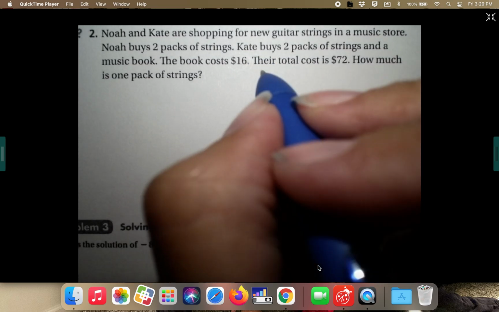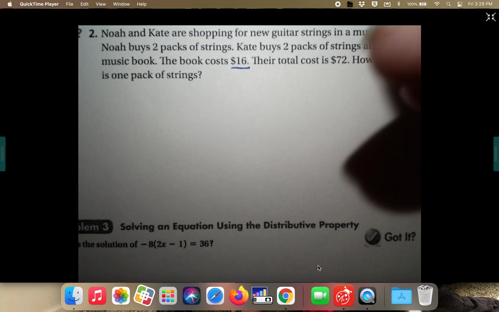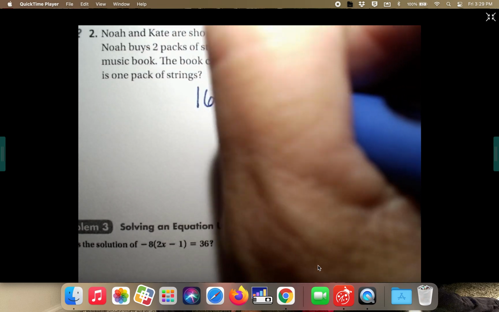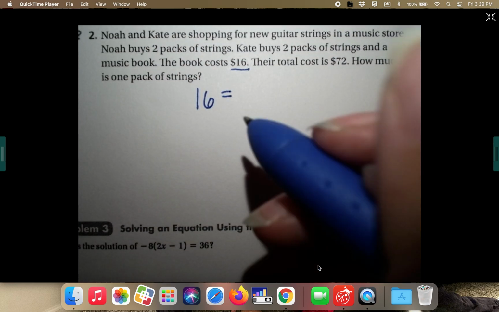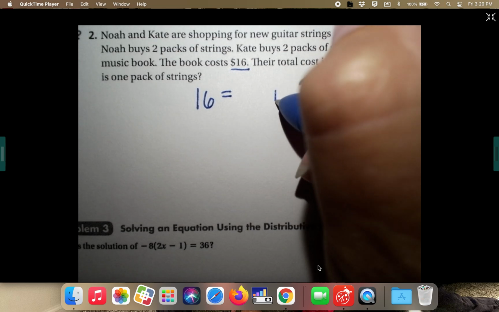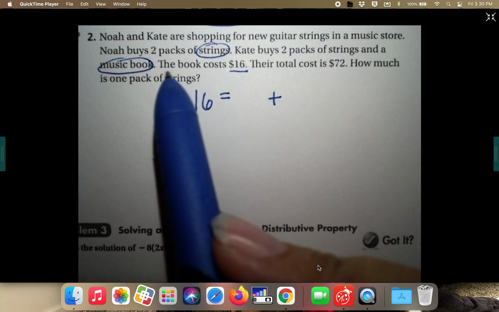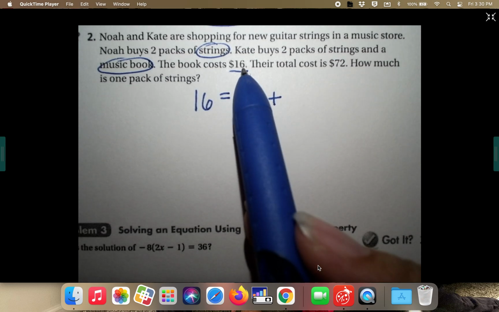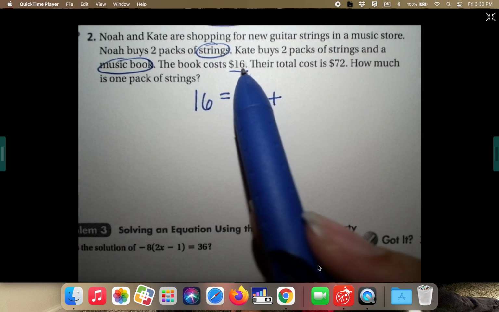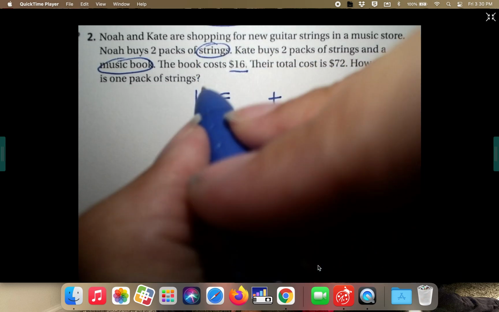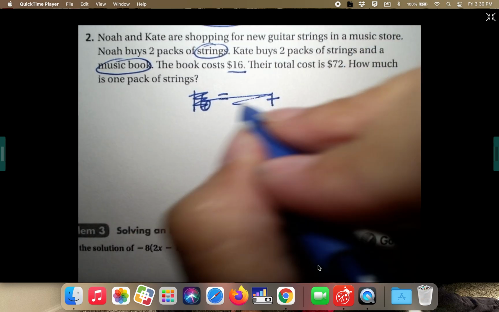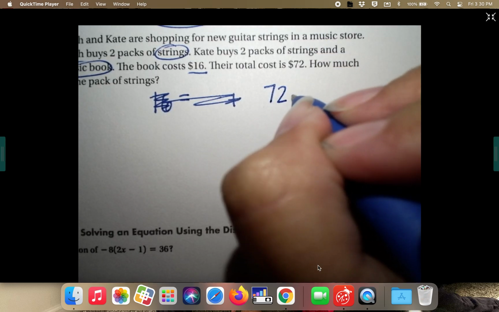So I'm going to start again by writing that their total cost was $16, so I know it equals 16. What 2 things are we adding? Strings and music book. We know how much the book cost. It was $16. Oh, whoops, I messed up. The total cost was $72. Okay, I'm going to move on down. Sorry. The total cost is $72.